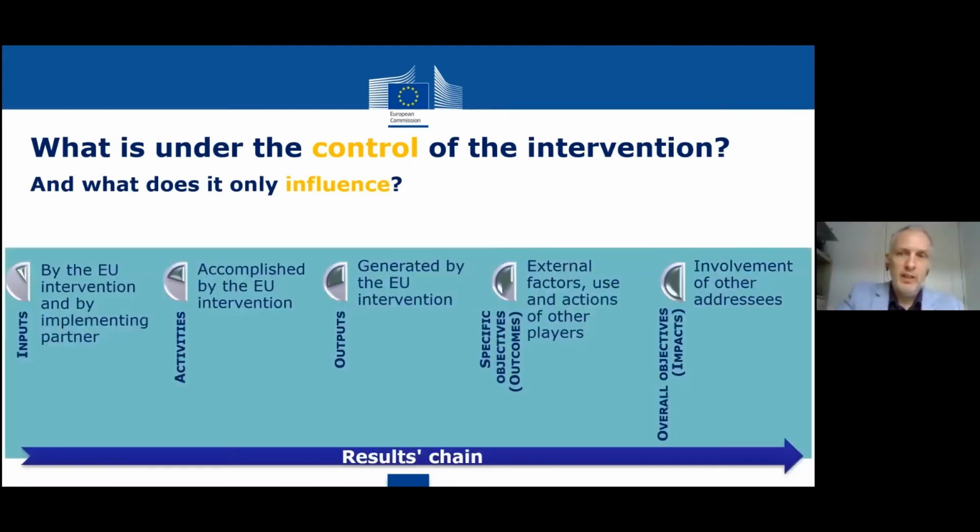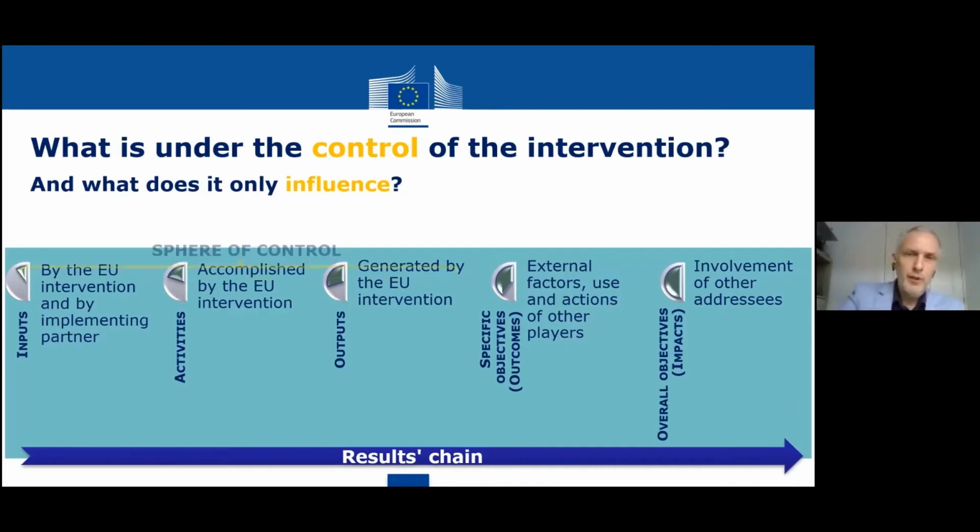Now, here you see the same results chain. The same five elements: inputs, activities, outputs, outcomes, and impact. The only difference being that on the right, for outcomes and for impacts, we sometimes use the term specific objective and overall objective. Basically, they're the same level. Now, how does this question of what is under the control of the intervention help us distinguish?